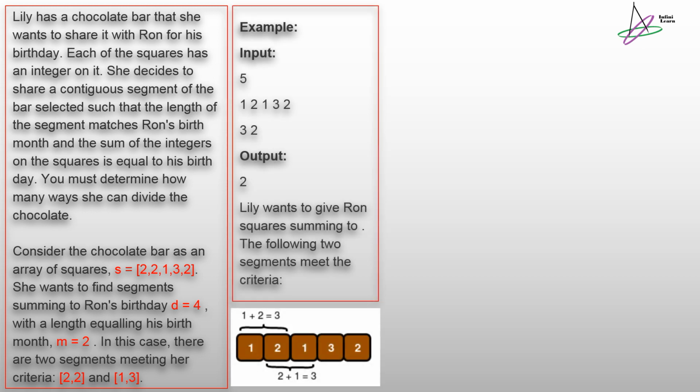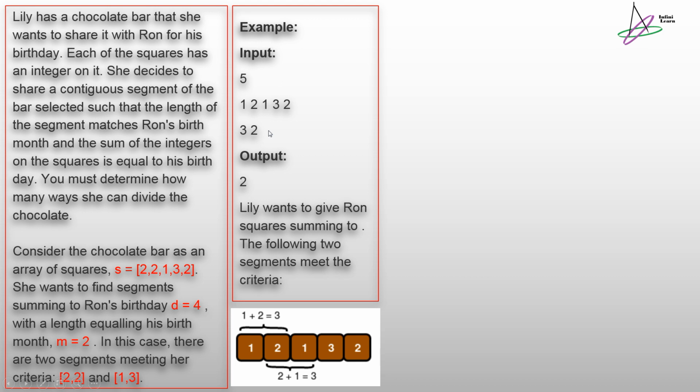This problem is really about an interesting way of distributing a chocolate to somebody according to the person's birth month and birthday. For example, here you see there's a chocolate which has different squares. Each square has an integer written on it, and the person has a birthday on the second month and third day, which means 3rd of February in this case.